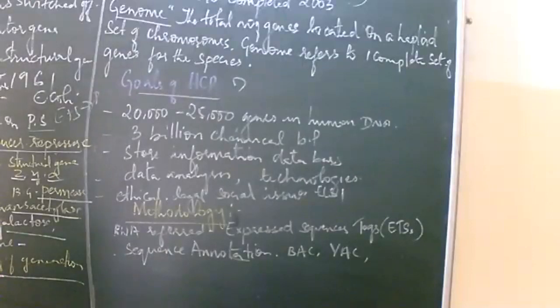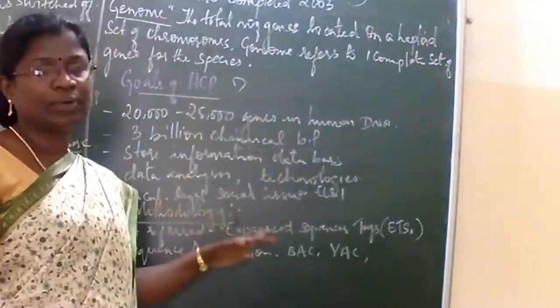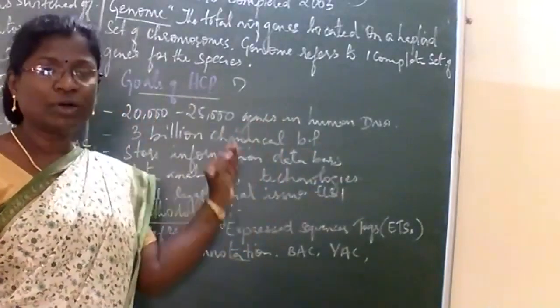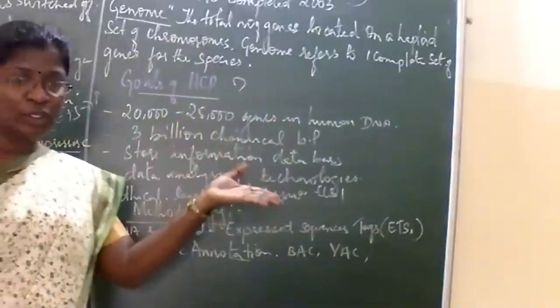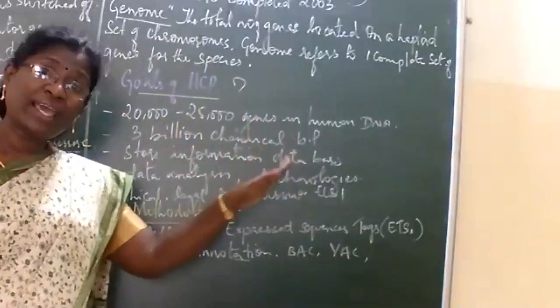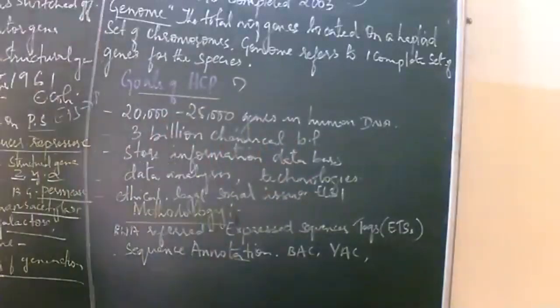What is the goal? The first one: identify all the approximately 20,000 to 25,000 genes in human DNA. It is approximate. That is not a permanent number.